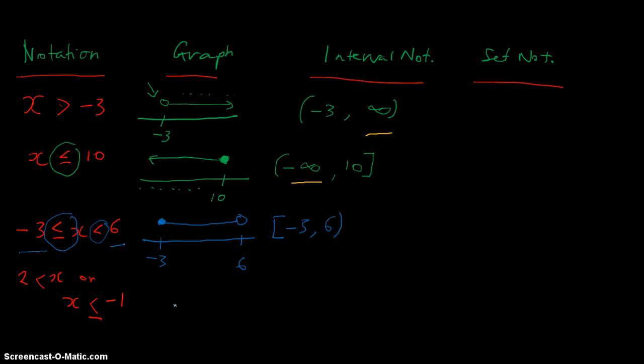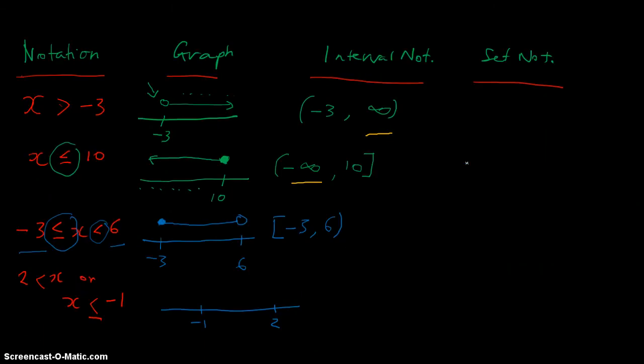Okay, and the last one, let's quickly draw out the number line for this one. I'm just going to draw -1 here, and I'm going to draw 2 here. Now this one's tricky, so you've got to be careful. It says that x is greater than 2. Okay, so let's draw that bit first.